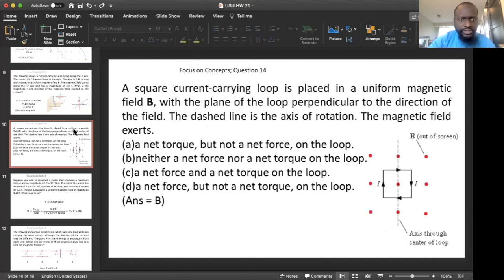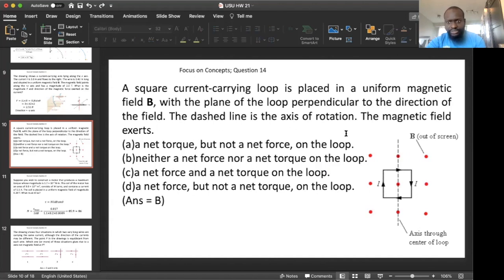Let's go to the next question, focus on concept question 14. A square current-carrying loop is placed in a uniform magnetic field B. The plane of the loop is perpendicular to the direction of the field. The dashed line is the axis of rotation. The magnetic field exerts... Okay, so we want to see if we're going to have any rotation around this axis. Is that okay? Around this axis. Is that okay?